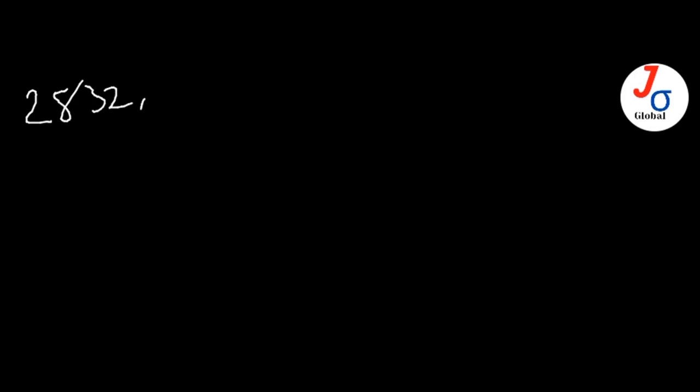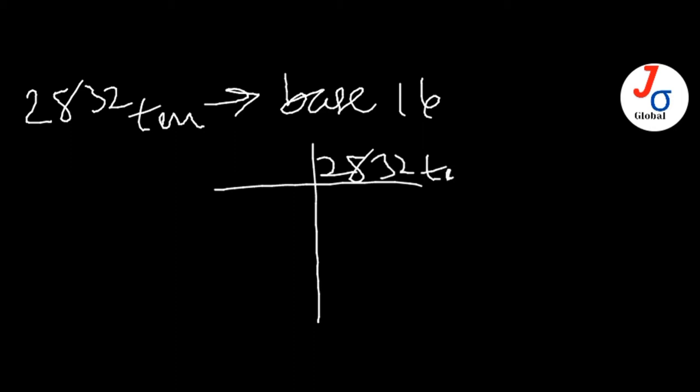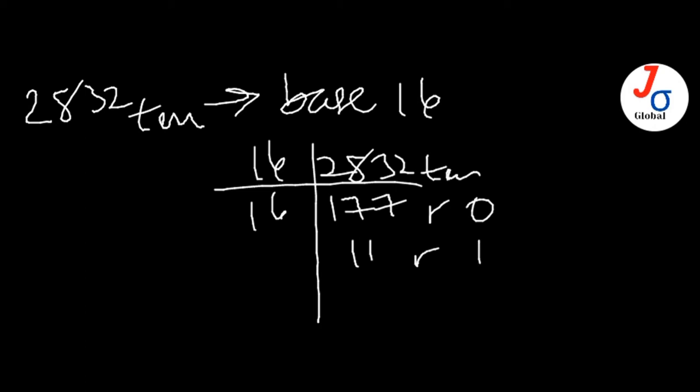2832 base 10. You have to convert that to base 16. You can actually pause the video and try this out yourself to see what you're going to get. All right, so let me do that. So you have 2832 base 10, and 16 on this other side. So you have 2832 divided by 16. I have 177, remainder 0. And 177 divided by 16, I have 11, remainder 1.